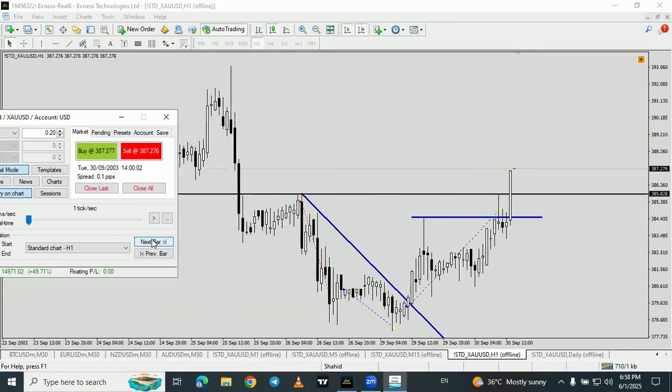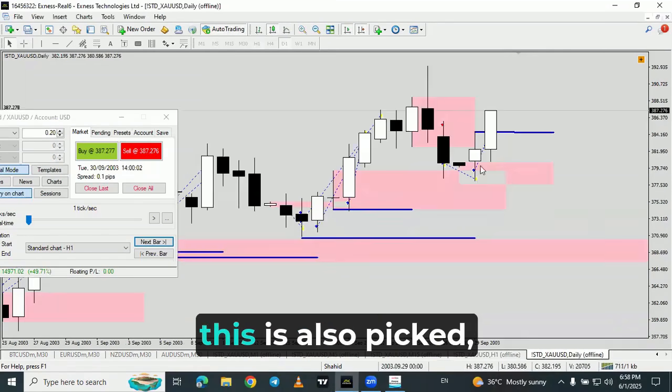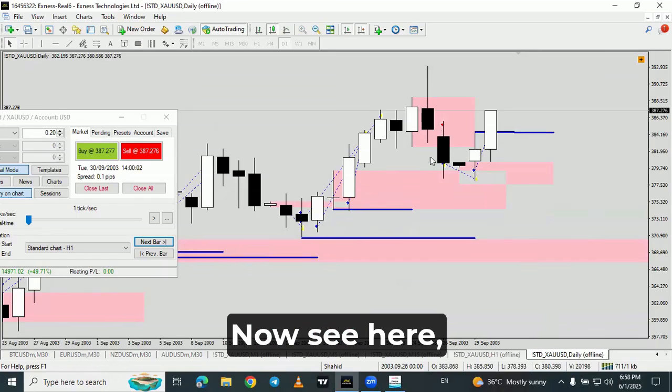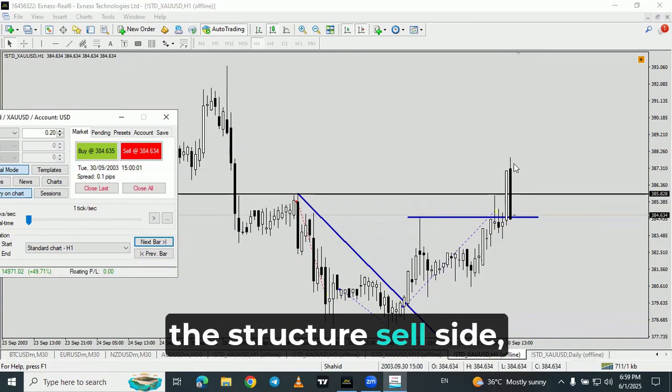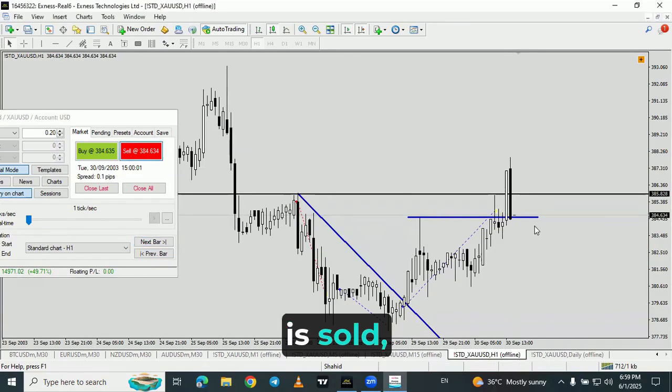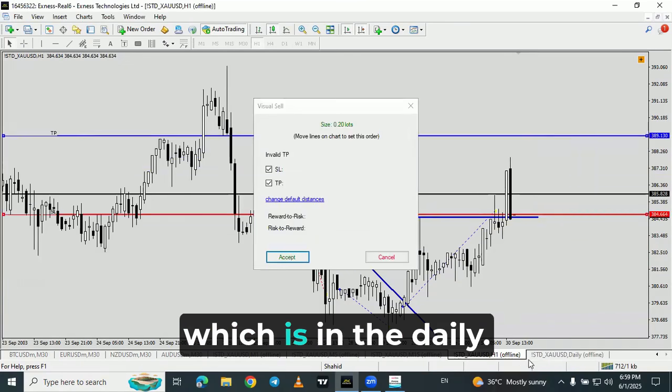See this, see this. This is also a pick, this is also a pick. Now see here, its structure is coming to the sell side. See the structure sell side, which was storm by storm, is sold. So we take a sell trade here, which is in the daily.